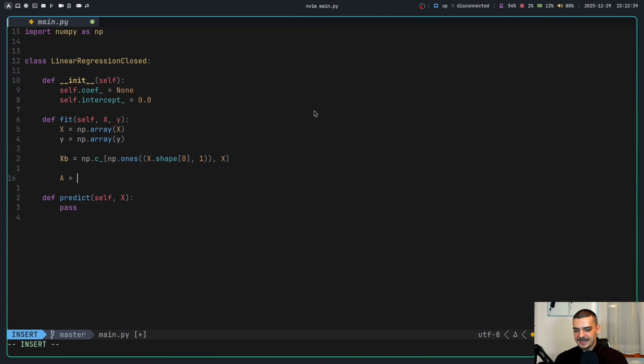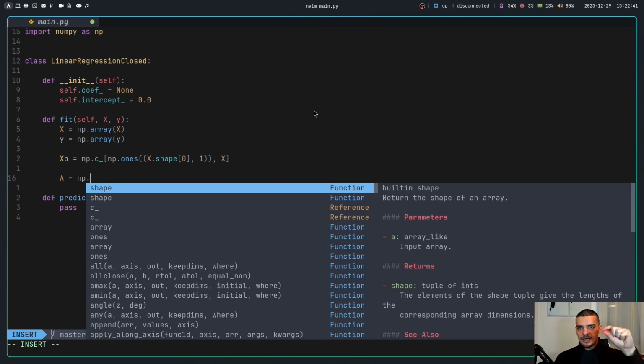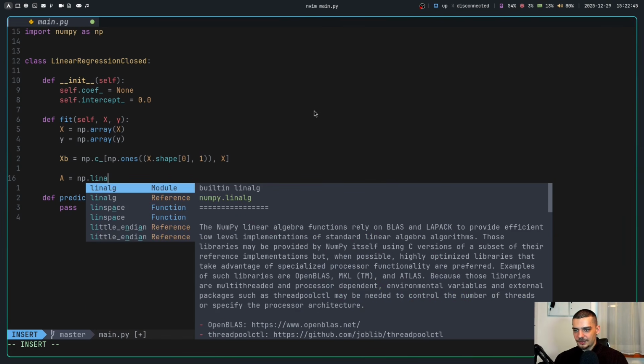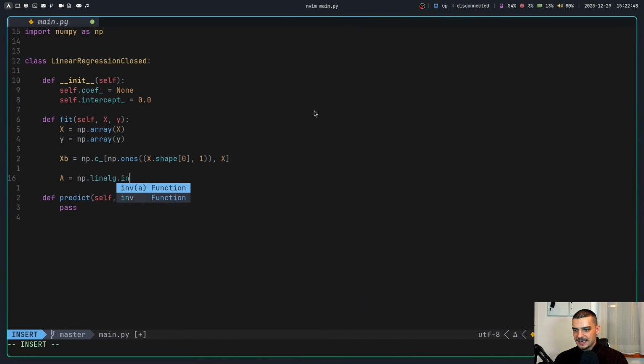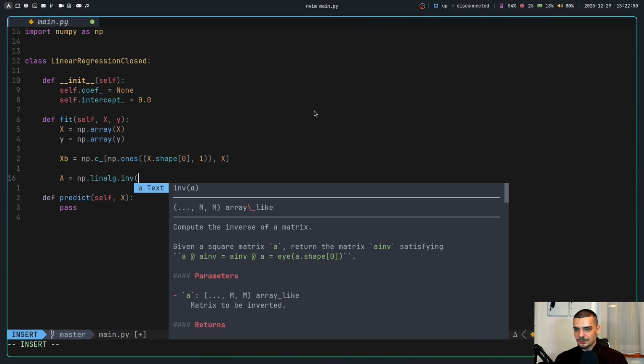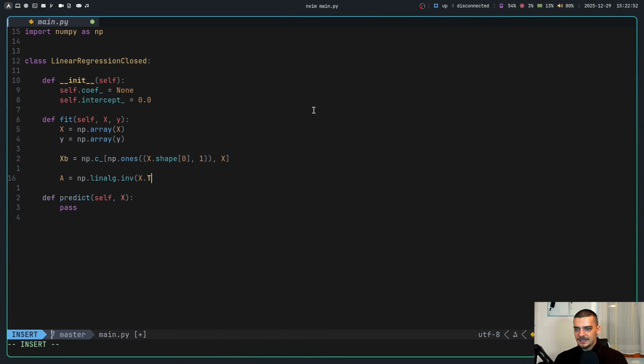So that is going to be np. We had the inverse of X transposed X. So np.linalg.inv. And that is going to be the inverse now of X transposed multiplied with X. So that here is the dot product operator in NumPy. This basically means X transposed X, take the inverse of that. And of course, you don't want to do that with X, but with Xb, where we have the 1 in there as well.